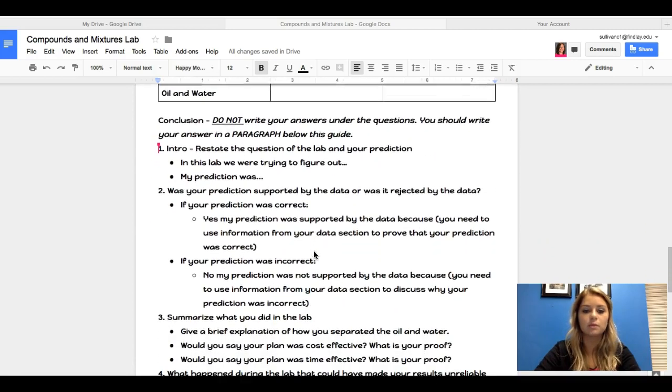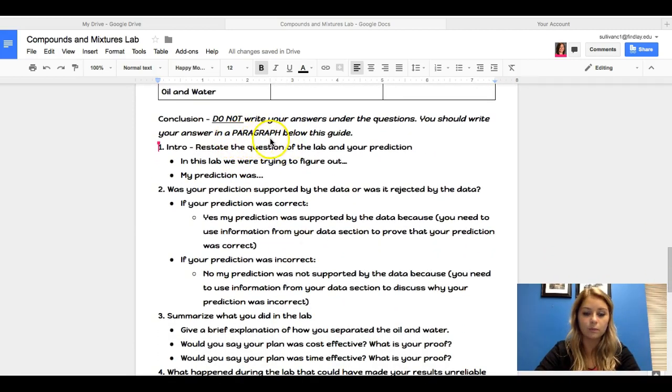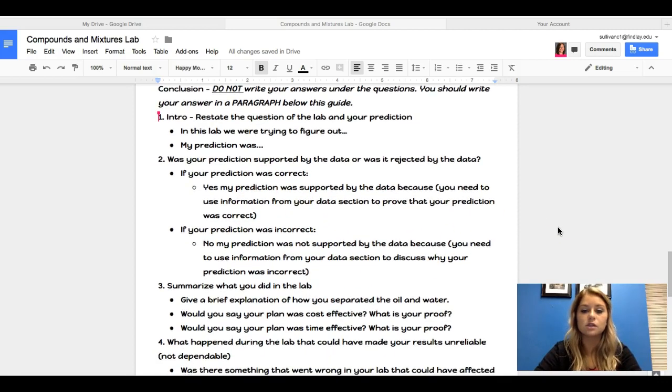Just remember that you're going to be forming this in paragraph form, and these bullet points here are just sentence starters to help you get started. When you get done, it should look like multiple paragraphs put together, and that would be your conclusion about this lab. Just make sure that you're using evidence from the lab to support your reasoning on why something was correct or incorrect, or why your experiment was cost efficient or time efficient.